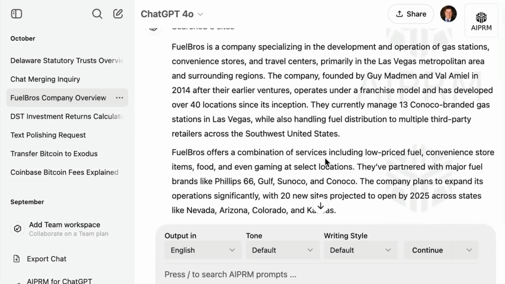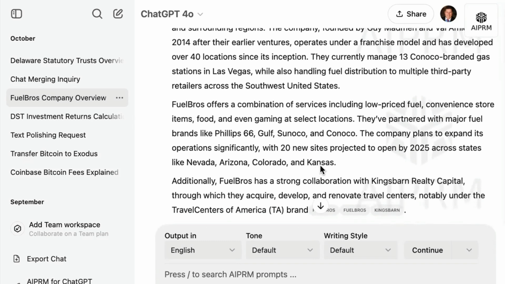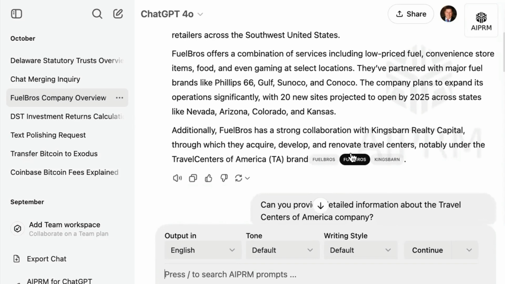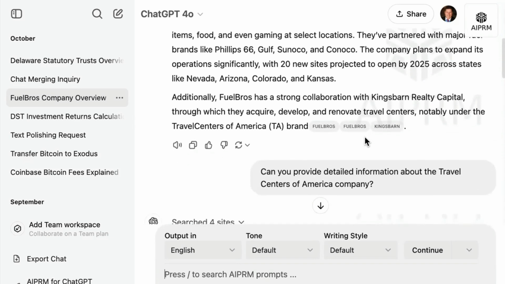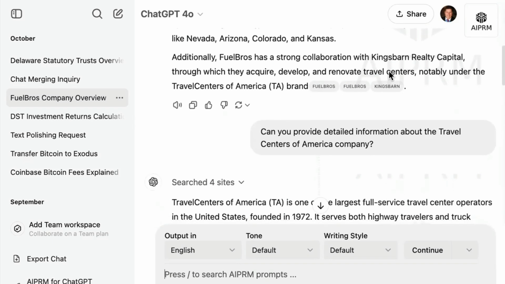Fuel Brothers offers a combination of services, including low price fuel, convenience store items, food, and even gaming at select locations. They plan to expand significantly with 20 new sites projected to open by 2025 in states like Nevada, Arizona, Colorado, and Kansas. Additionally, Fuel Brothers has a strong collaboration with Kingsbarn Realty Capital, through which they acquire, develop, and renovate travel centers, notably under the Travel Centers of America (TA) brand.